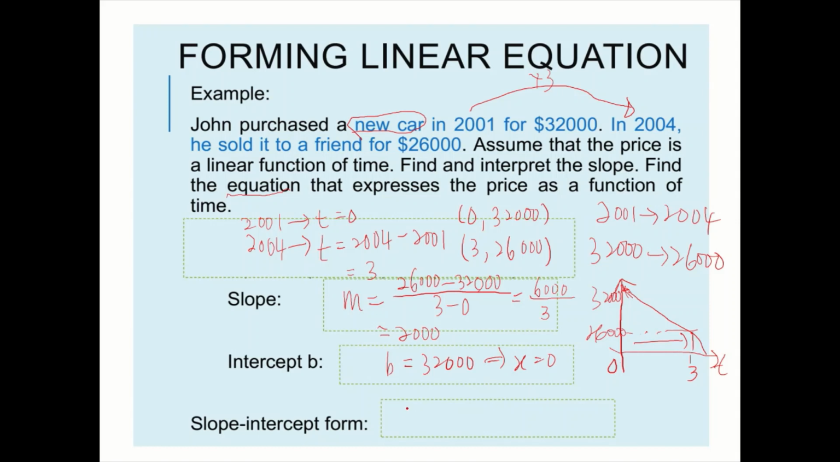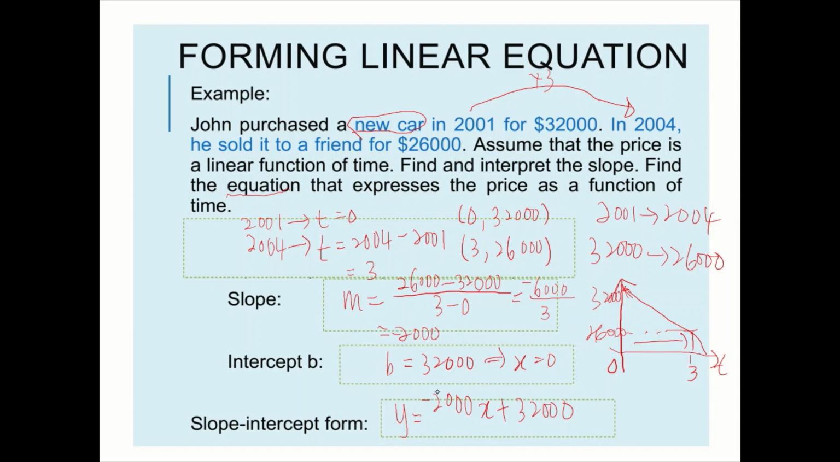From here we can write the equation of the price of the car as a function of time. Sorry, this will be negative. So it's negative 2,000 x plus 32,000. Now this is the linear function.